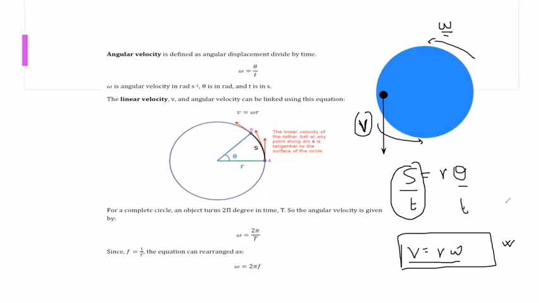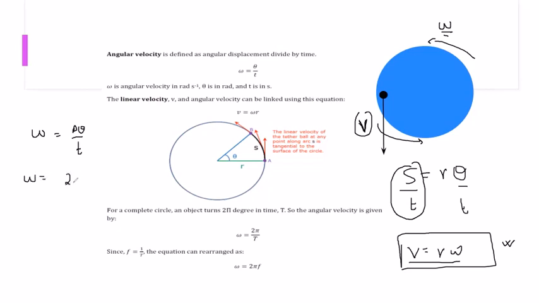Then there is also another formula for angular velocity, which we also call angular frequency. As we know, omega, the angular velocity, is equal to angular displacement divided by time. What is angular displacement? If the object completes one rotation, the angular displacement is equal to 2 pi radian.